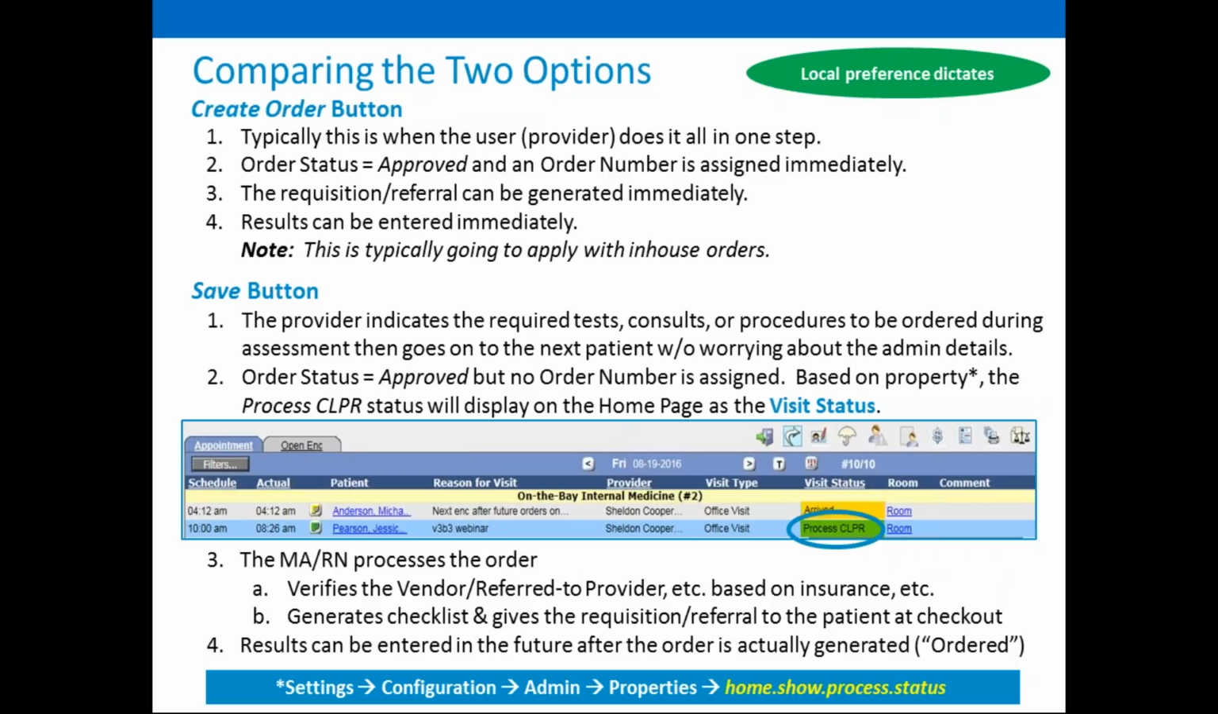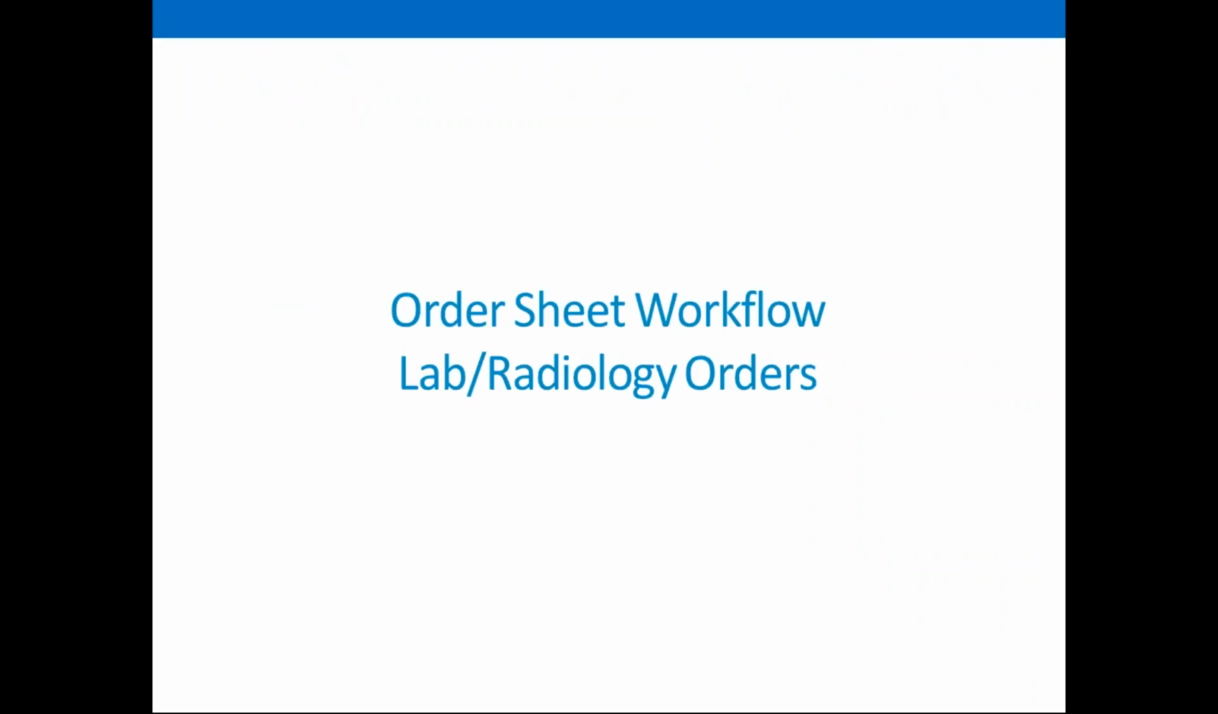So in those busy practices where you choose this method, the doctor just goes in there and does what he needs, goes to the next patient. You look at the home page and see that that's the next room you need to go into because there's something to be processed. So that's kind of the different options that you can decide how you want to use based on your local workflow. So now we're going to look at ordering each order type.